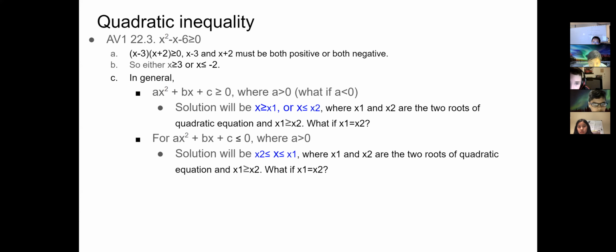Is it x can be equal to x1 and x2? Can you repeat the question? I didn't quite get it. No, I think the answer would be x is equal to x1 or it is equal to x2.